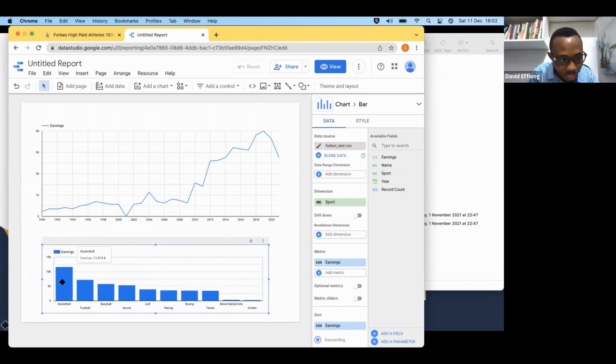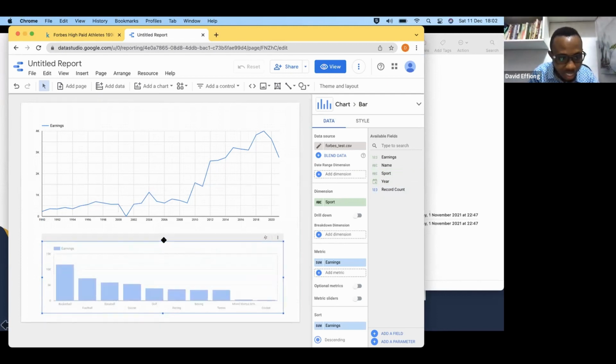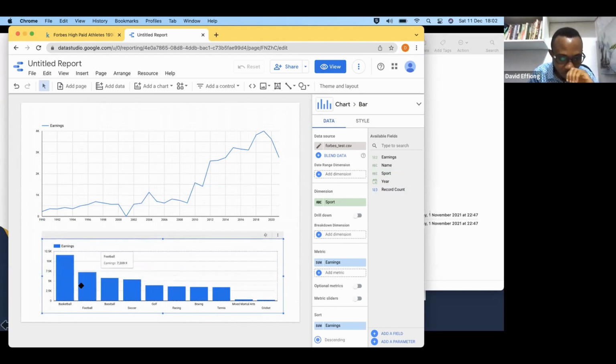And then it tells me that for all time, basketball players earn more compared to football. Cricket players are the least paid. So there are little things we can see. Okay, what else can we add to it?